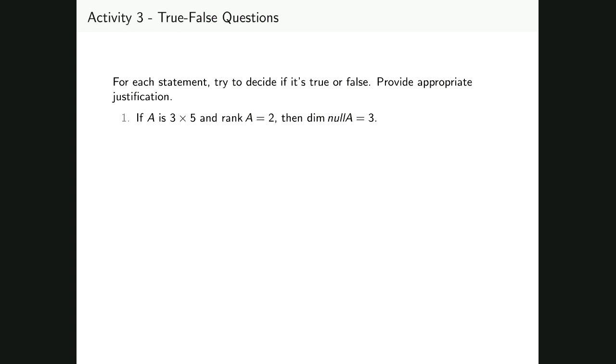Okay, so we're going to start off. If A is a 3 by 5 matrix and rank of A is 2, then the dimension of the null space of A is 3.